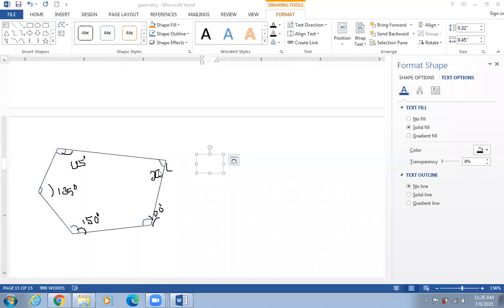So the sum of interior angles is how much? 540. That means the answer is 30 degrees, isn't it? Yes, sir. Okay, all of you got the answer? Yes, sir. Then let me go for the next question.